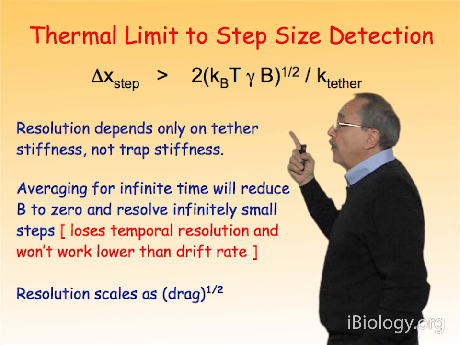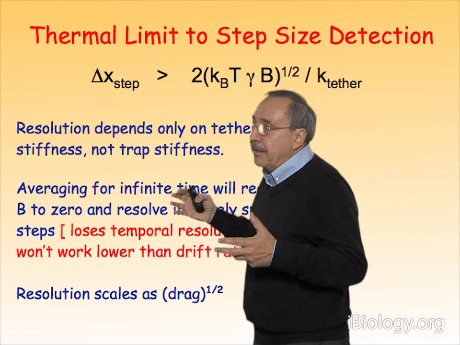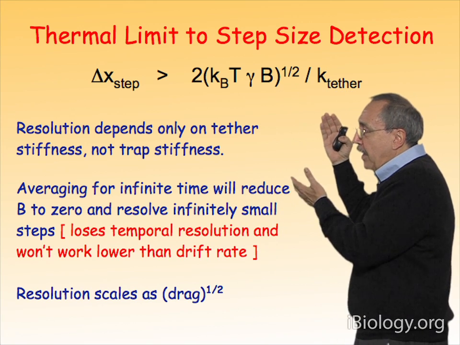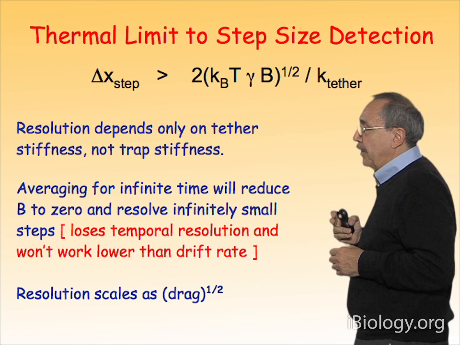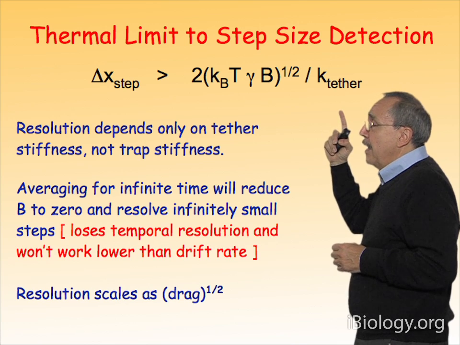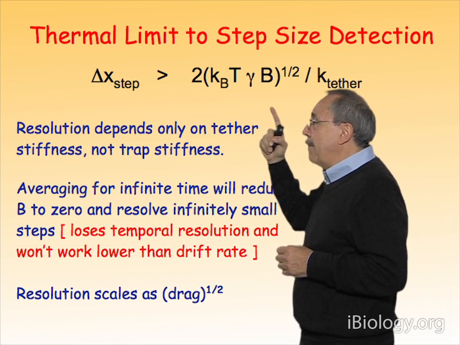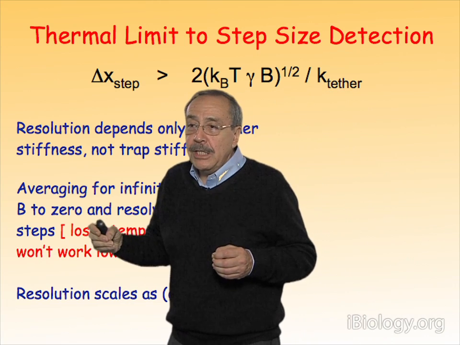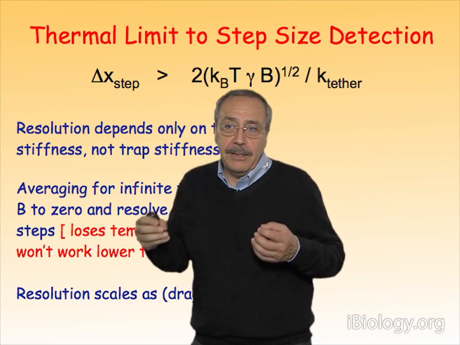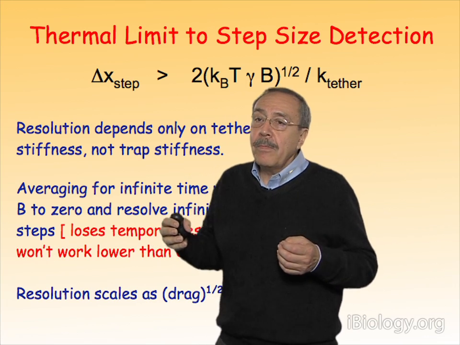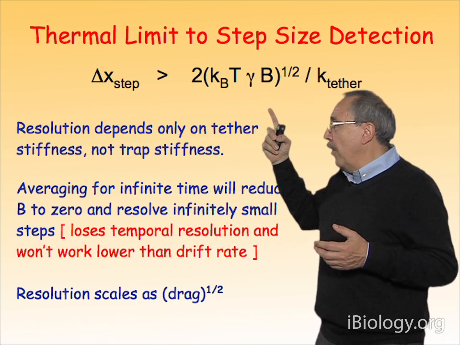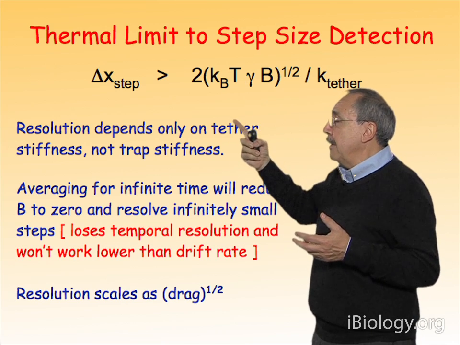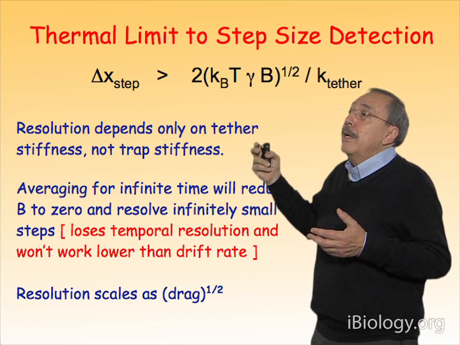So there is no point in actually trying to make stiffer traps just to get better resolution, because the resolution doesn't depend on the stiffness of the trap, only on the stiffness of the tether. The other thing that you notice is that the bandwidth appears here. The bandwidth is how long you are willing to average your measurement in order to actually get a signal. But of course, if you make the bandwidth 0, then of course this quantity will be 0.